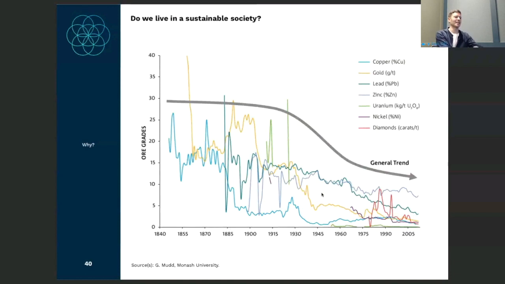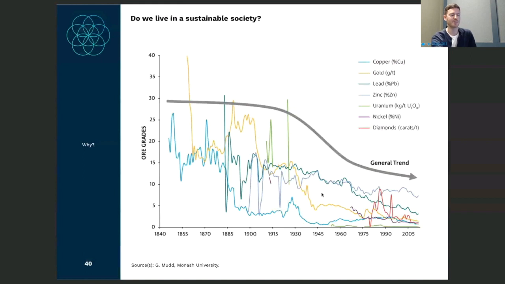Now, this is a perhaps slightly confusing chart, but we've got the ore grades of a series of different elements up there. We've got copper, gold, lead, zinc, uranium, nickel, diamonds. And what we essentially see is that over these last 160 odd years, the ore grades have been declining for just about every one of these elements.